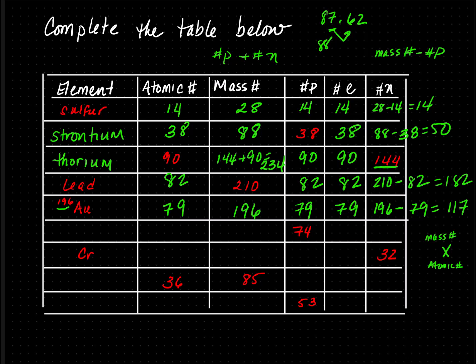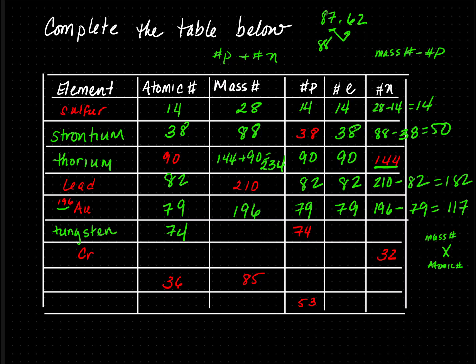In the next problem, the number of protons is given. So the number of protons is equal to the atomic number, so that's also going to be 74. If you look up atomic number 74 on the periodic table, it is tungsten.